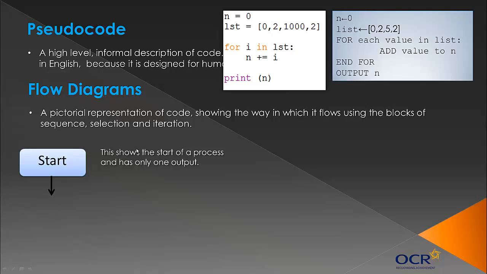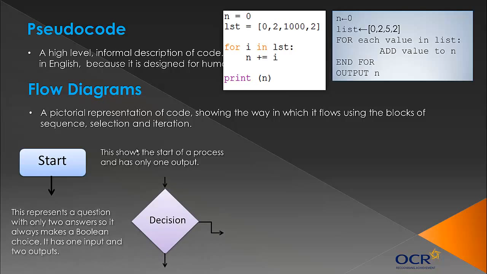So first of all, you have the start block, and this denotes the start of your program or the start of an algorithm, and it has only one output. It has no inputs. If you're doing an algorithm with an input, you do another block below it. You'd have a process block, which is here.